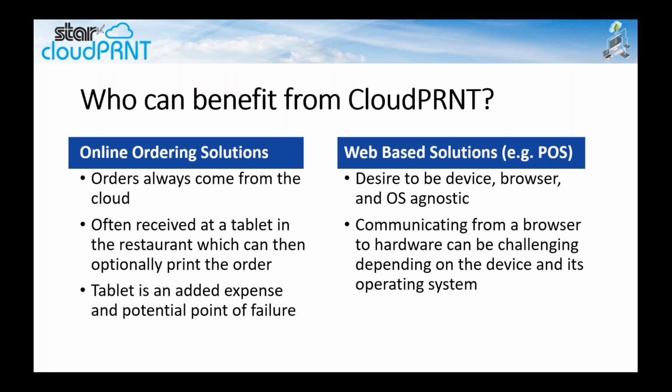So in the online ordering world, orders, just by nature, the orders are already coming from the cloud. Typically, there's a tablet in the restaurant, and then you can optionally print an order to one of our printers from that tablet. That's typically how it works. So in those cases, the tablet is, one, an added expense, but it's also a potential point of failure.